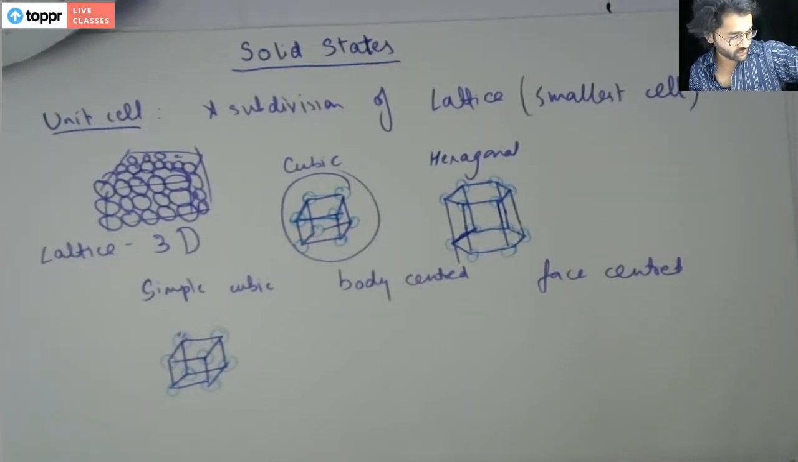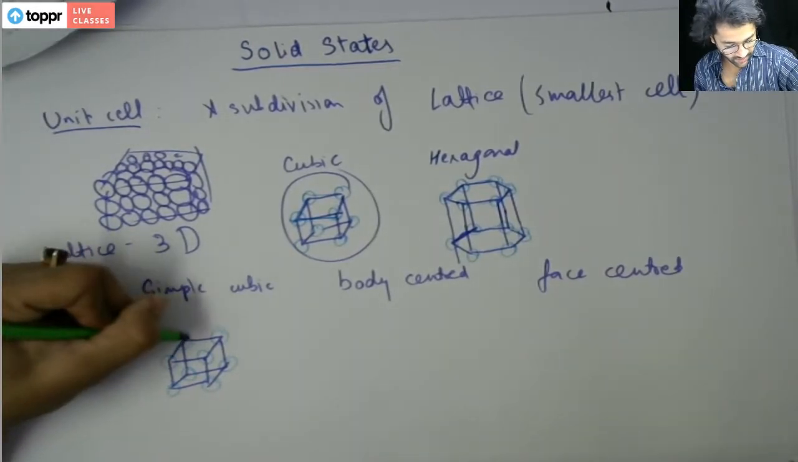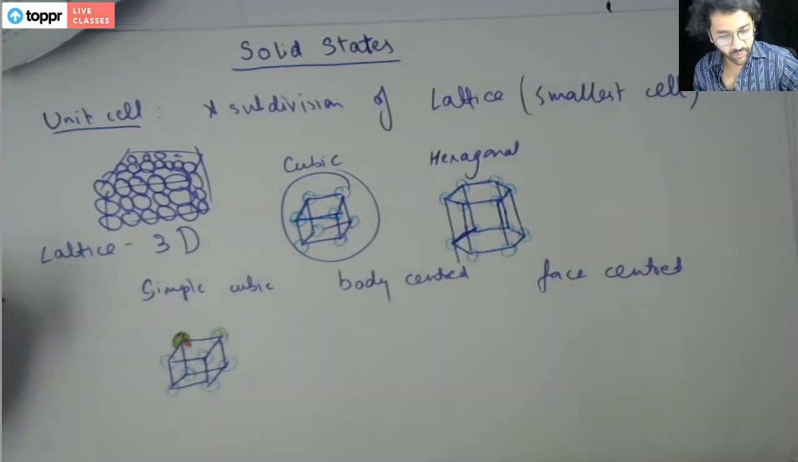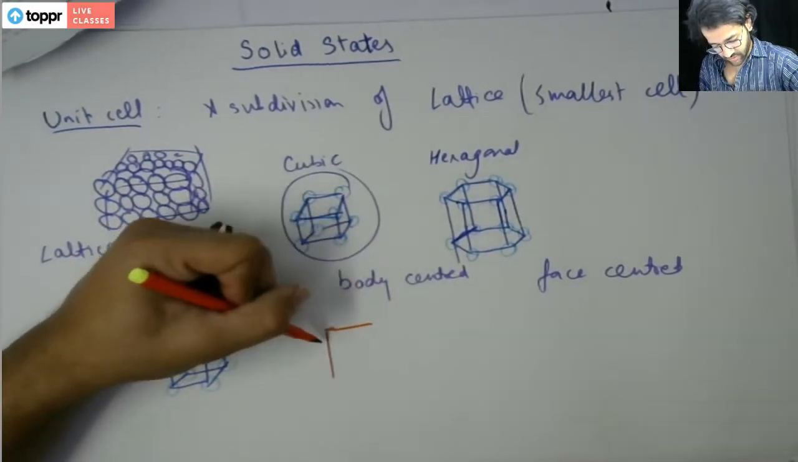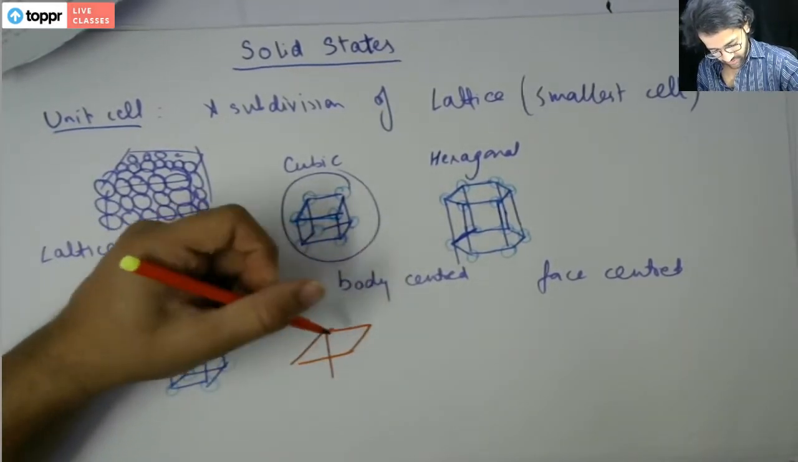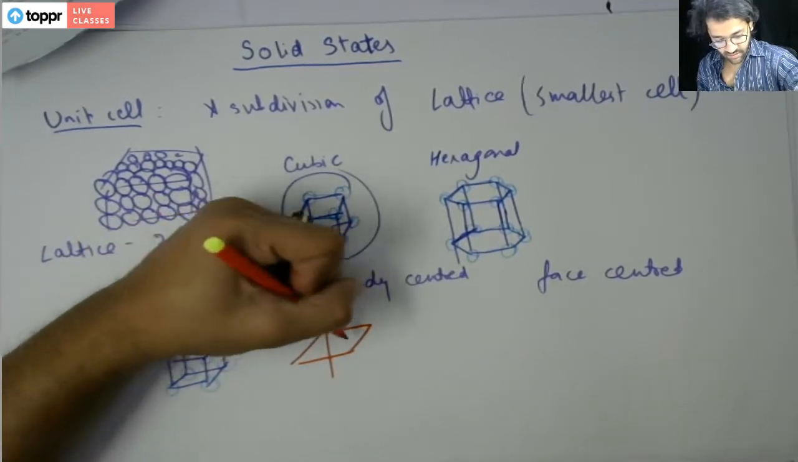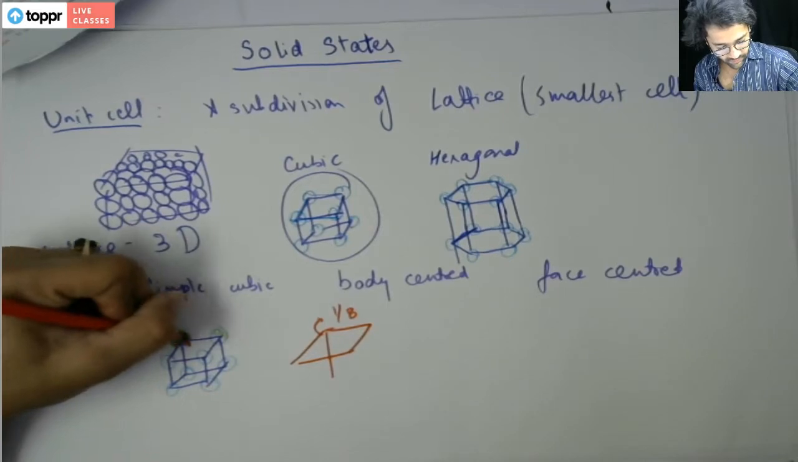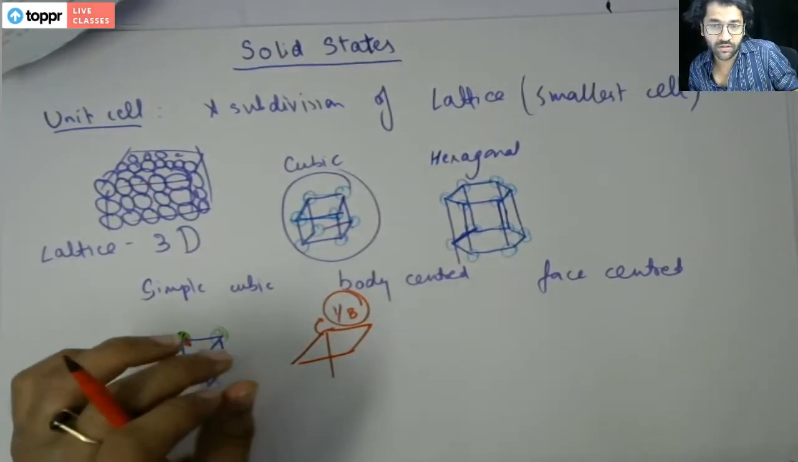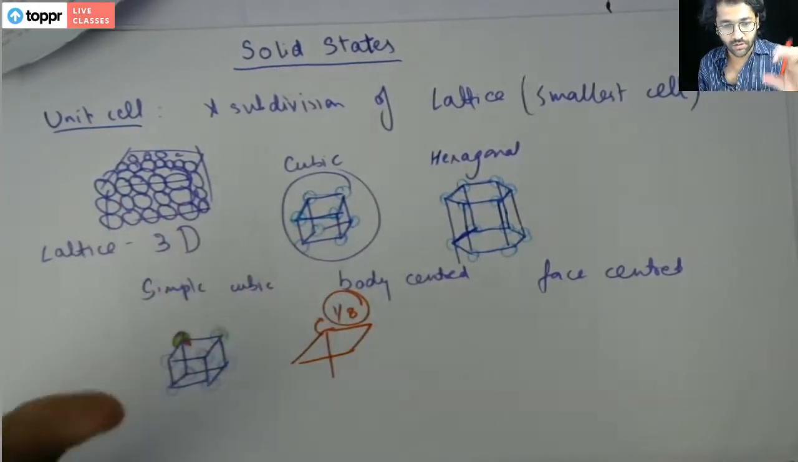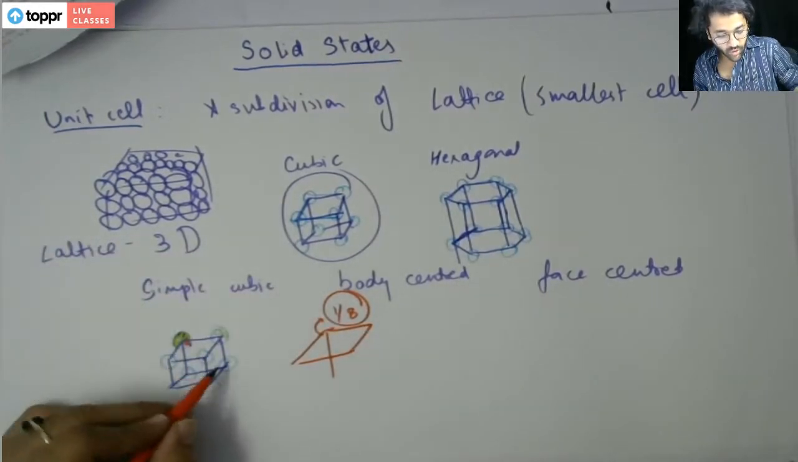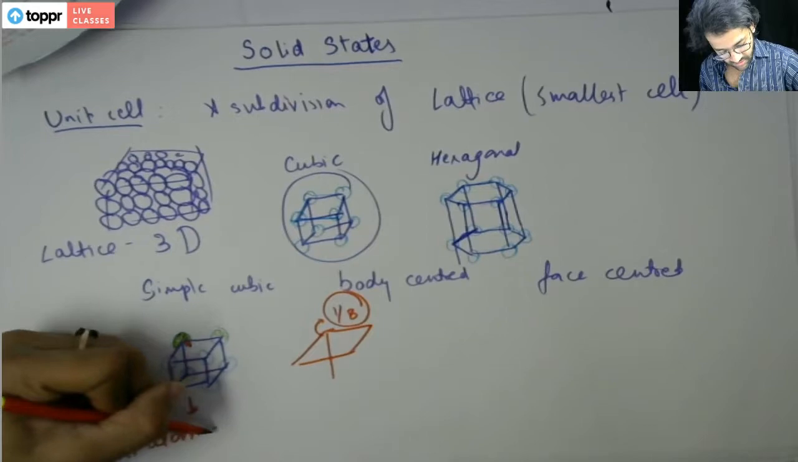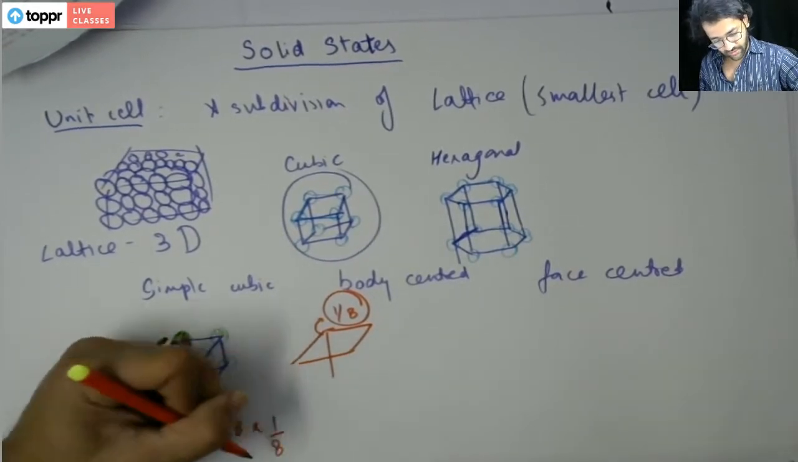So this part that I'm talking about right now would be outside, whereas only a very small part, this part, would be inside, right? So at one corner, we have just 1/8 of the contribution of the whole atom, or the ball that is placed. So the total number of atoms that one cubic unit cell will contain will be 8 into the contribution, which is 1/8. So total will be 1.